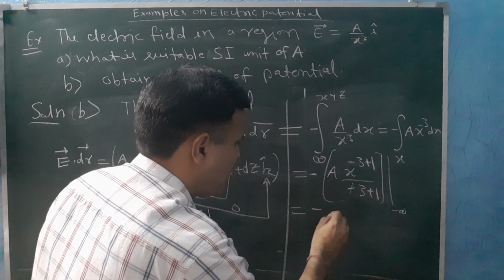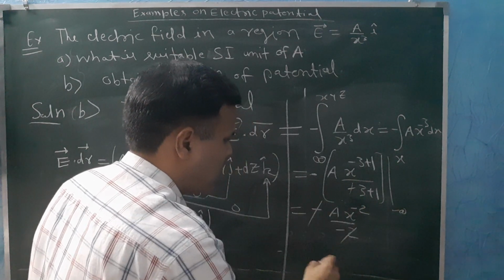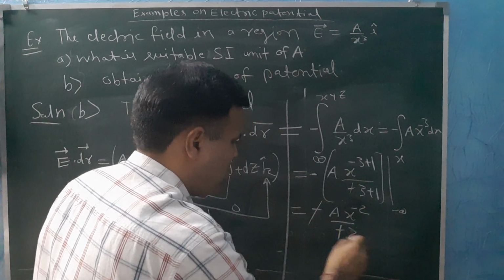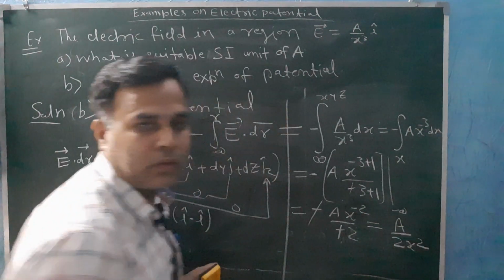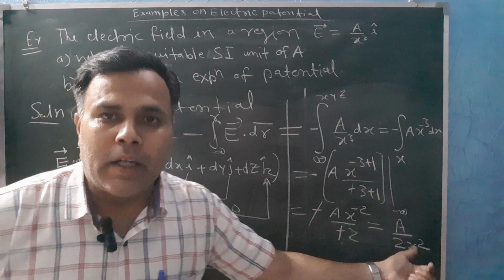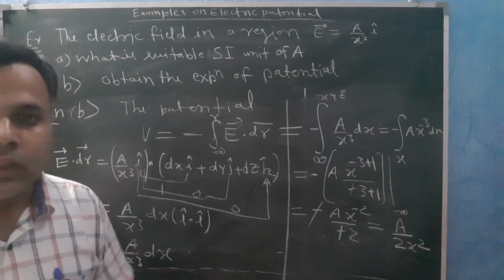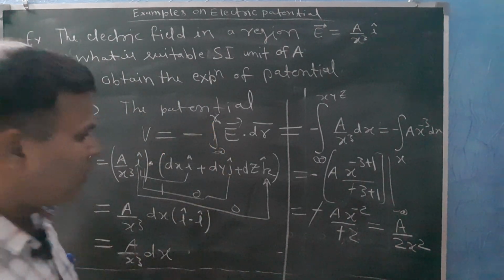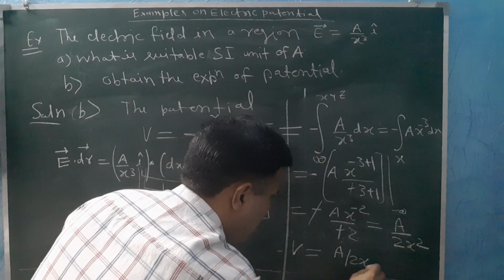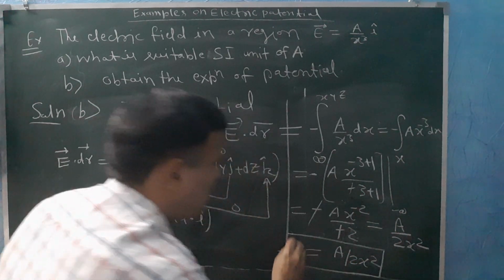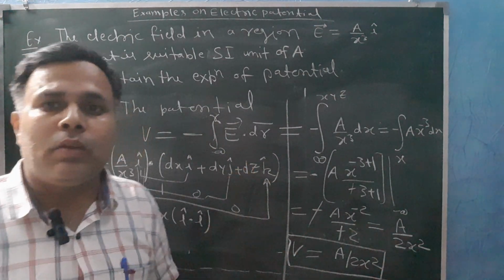Let me rewrite one more step. By minus 2, this minus minus will become plus, and we have a by 2x square, which is a scalar quantity, where a is a constant, 2 is a constant, and x is any number. So the value of this potential V is simply a by 2x square. This is a very small question that can be asked in any competitive examination.